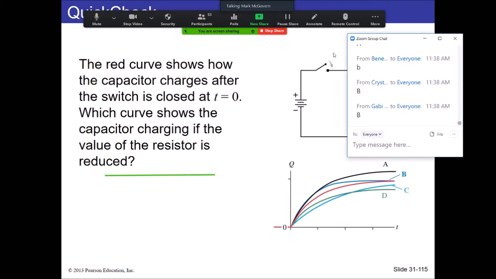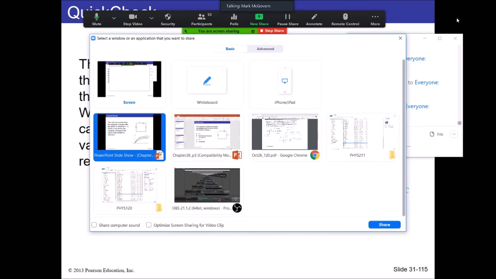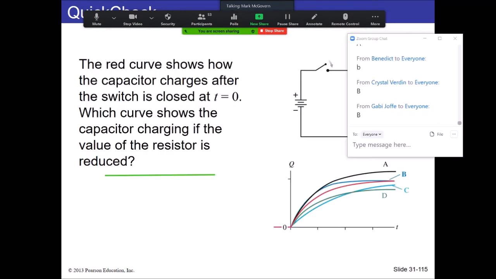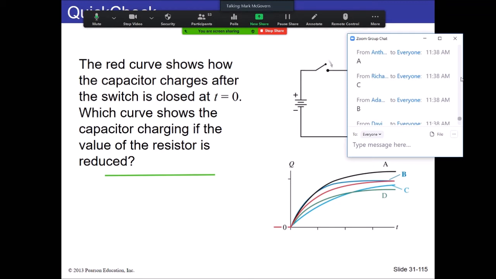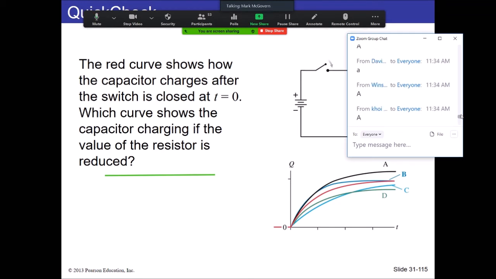B's? Is it because I'm screwing up my screen share again? No, it's not. Really? Why is it? Well, there's some C's and A's, but the answer is B.